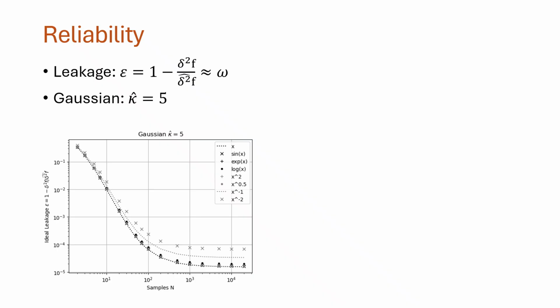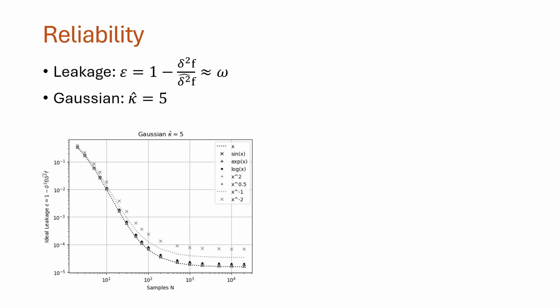And for the Gaussian, when kappa, the measuring kappa is 5, we see this relation, right? For f(x) equal to x, that's exactly what the linear leakage goes. We can see for different function like sin x, exponential x, log x, they are very close to this linear leakage. In other words, the approximation using linear leakage to calculate the ideal leakage is pretty good in this case.